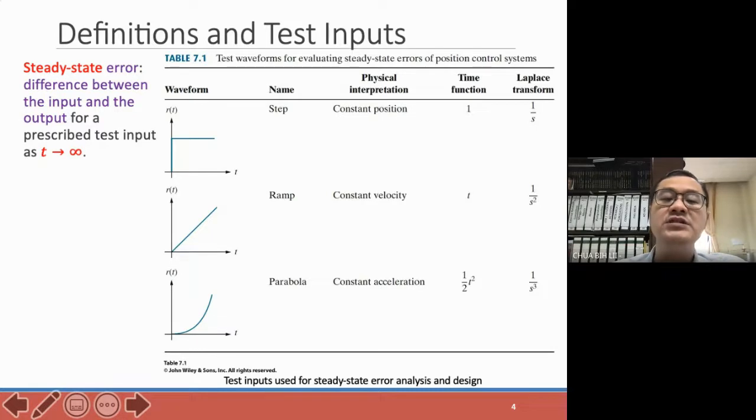So we have position, velocity, and acceleration, and they are related in the Laplace transform form: 1 over s, 1 over s squared, and 1 over s cubed. And for the time response, when we take the inverse Laplace, that refers to 1 over 2 t squared, and so on, right? So that would be our steady state error, after the system has become steady.